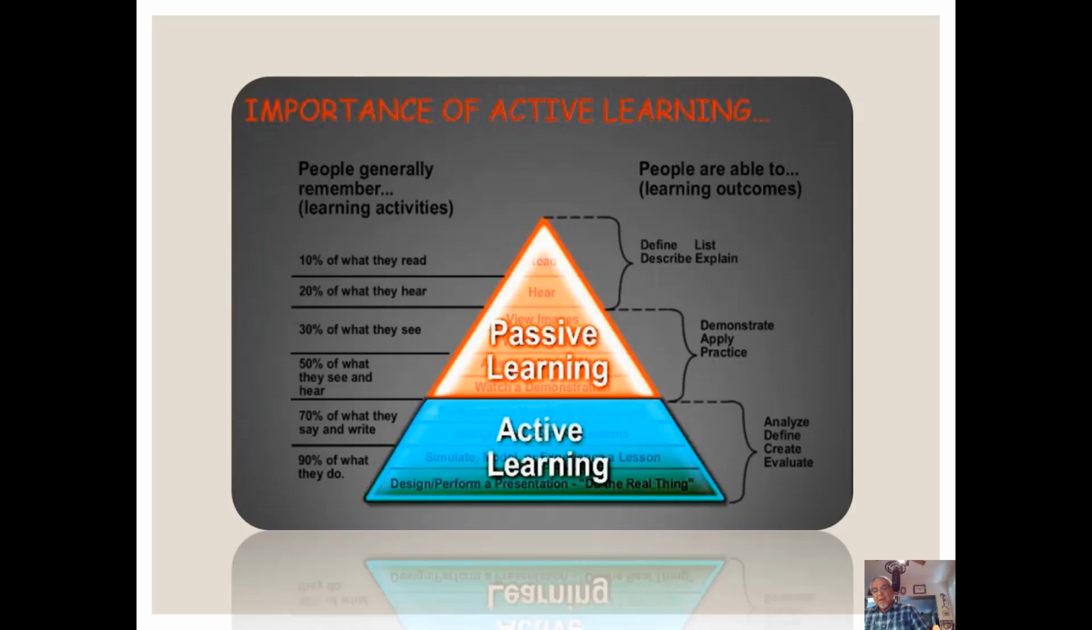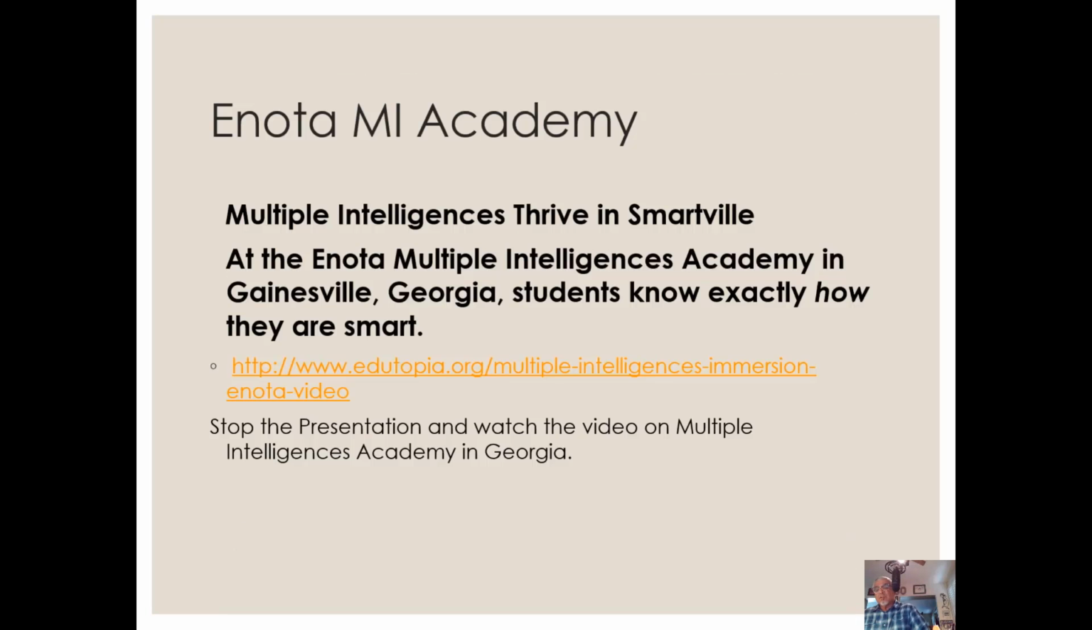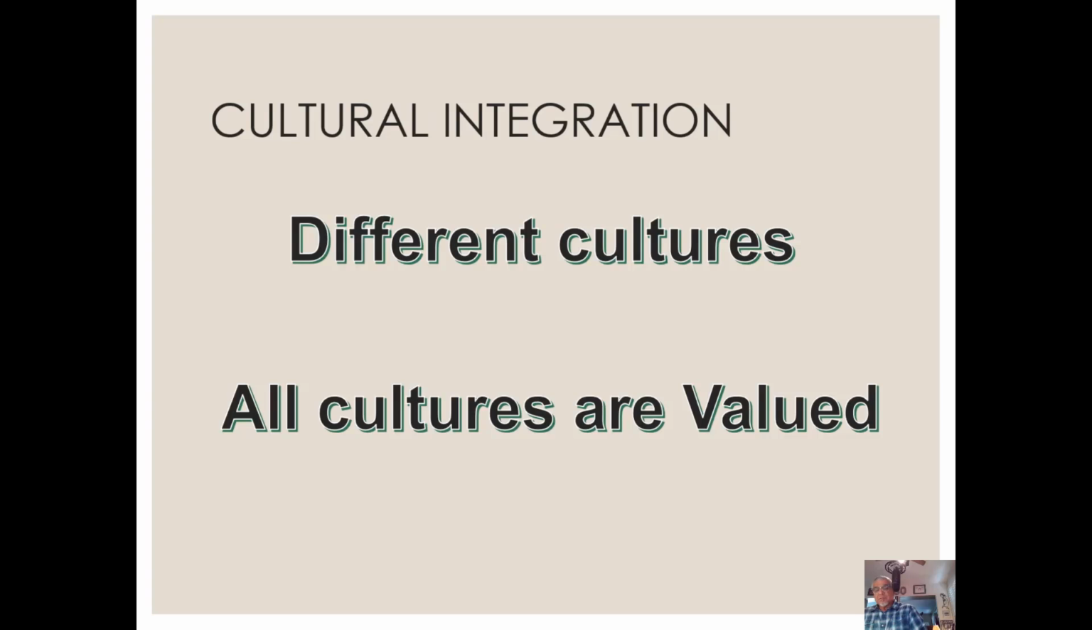The importance of active learning. Active learning has proven its effectiveness over time. You can tell we have research all the way back from the 80s, and it's held out consistent all the way up to the 20 teens. Inota MI Academy. Multiple intelligences thrive in Smartville. At the Inota Multiple Intelligences Academy in Gainesville, Georgia, students know exactly how smart they are. Pause the presentation and watch the video on Multiple Intelligences Academy in Georgia, and you can find that in the Week 7 folder.